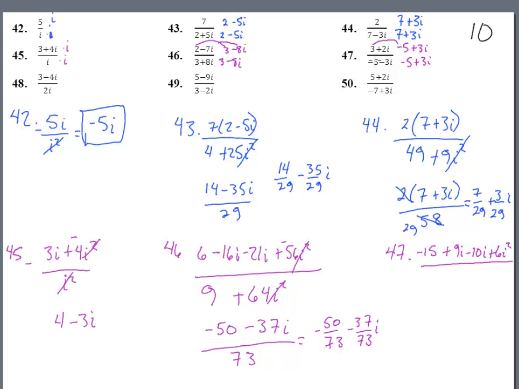On the bottom, it's going to be a 25 minus 9i squared. The i squareds, change that to a negative, change that to a positive. So we get negative 15, and negative 6 is negative 21 minus i on top. And on the bottom, 25 plus 9 is 34, which in standard form we get negative 21 over 34 minus 1 over 34i.